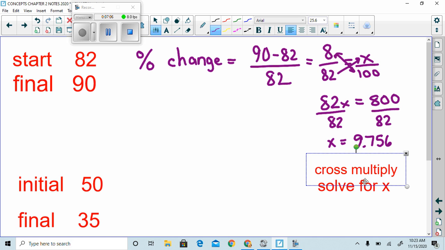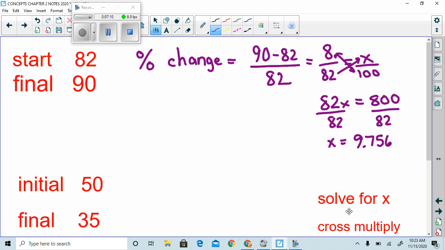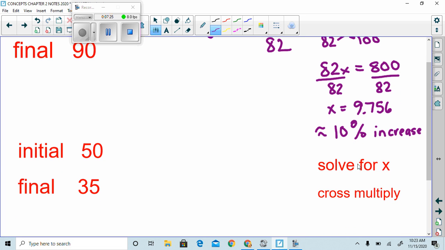I think the best thing for us to do would be to round this to the nearest whole number percent. So this is approximately equal to a 10% increase. One more for you to try before we move on to something else today. And if you feel we need more practice, please ask.